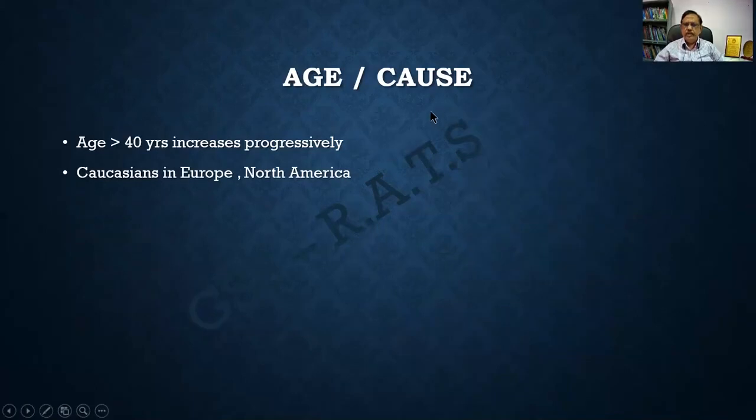The age and cause. Age, it is uncommon below 40 years, more common after 50 to 60 years, and it grows progressively. The distribution is common in Europe and America, uncommon in Asia.